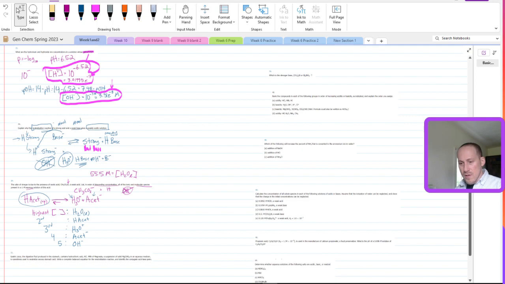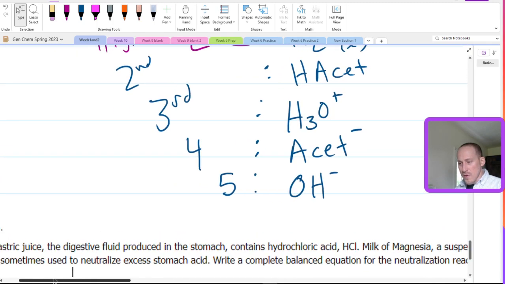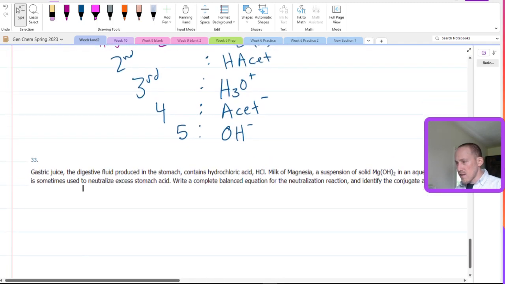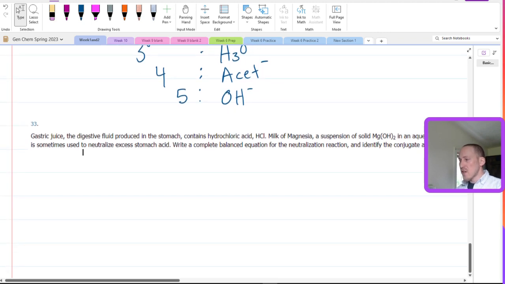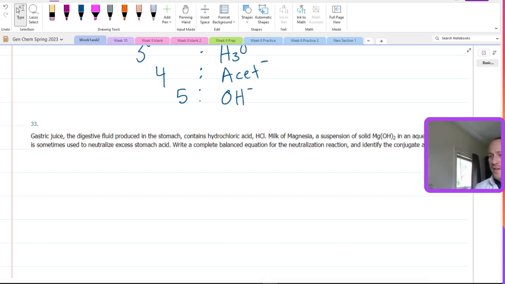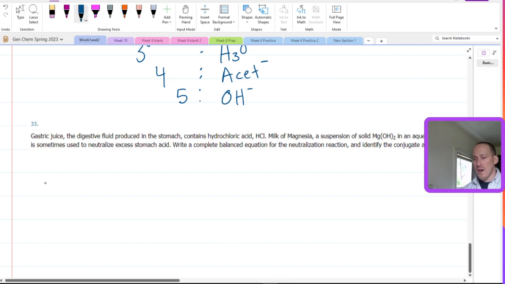Gastric juice, the digestive fluid produced in the stomach, contains hydrochloric acid. Milk of magnesia, magnesium hydroxide in an aqueous medium, is sometimes used to neutralize excess stomach acid. Write the balanced equation and identify the conjugate acid-base pairs. So the balanced equation is we have HCl, your stomach acid. It's going to be aqueous. And we're adding it with magnesium hydroxide.